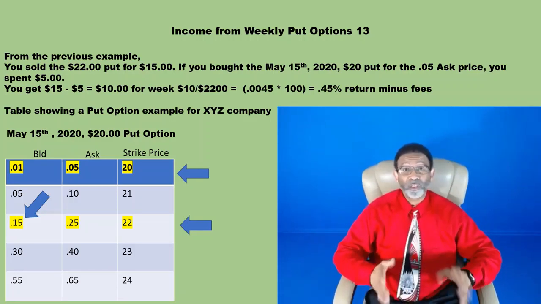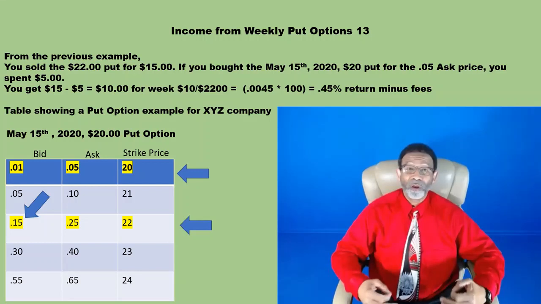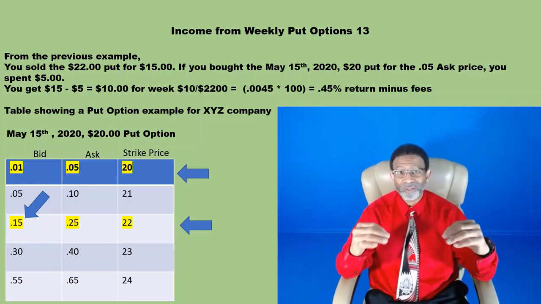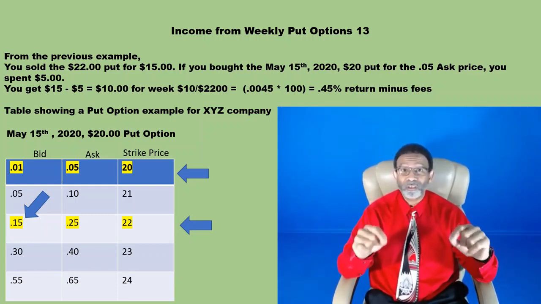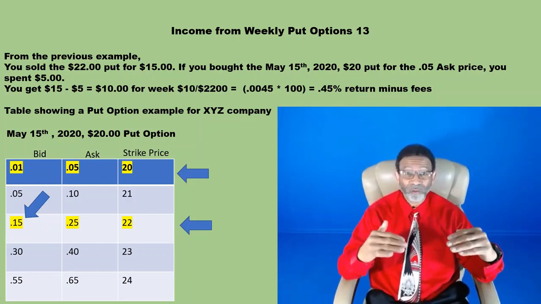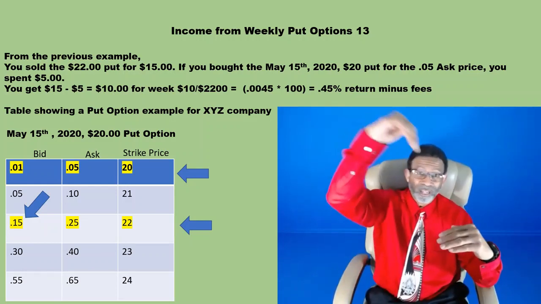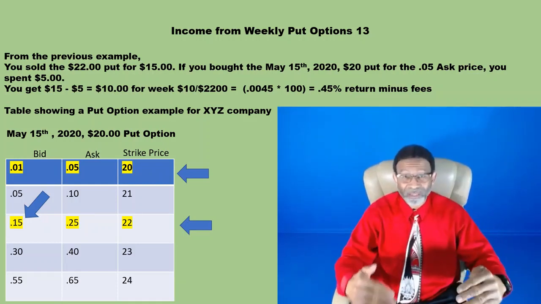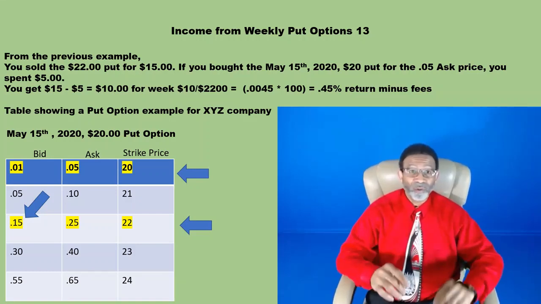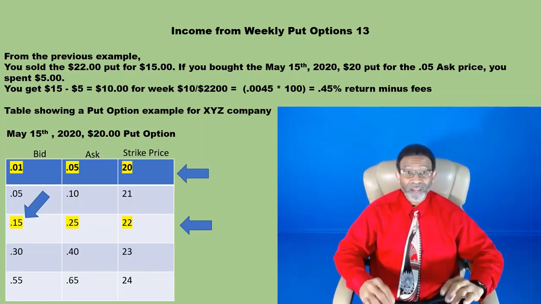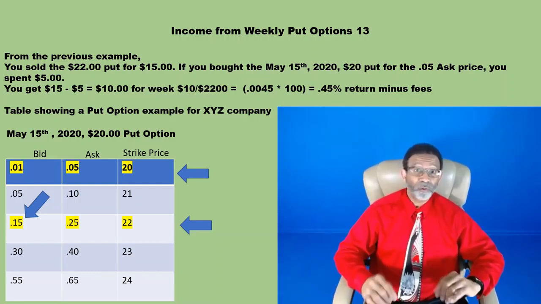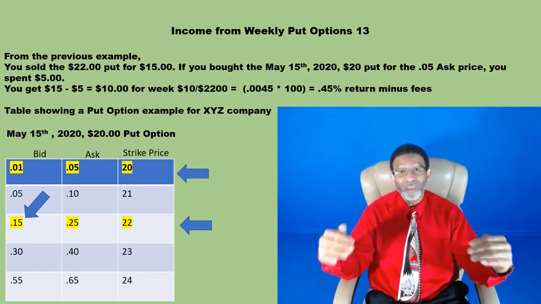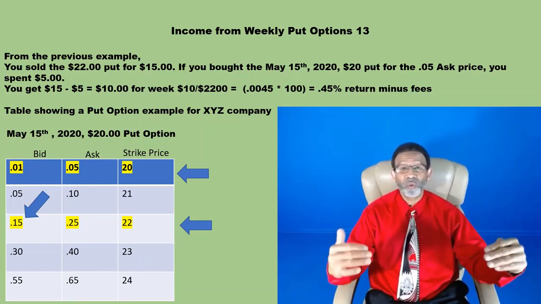So in this case, for this particular week, for this example, you would have $10 divided by 2,200, because the $2,200, that's $22 a share times 100, that you would have in your account. If that stock went down to $22 or less, then you would be able to buy the shares for $22. You are obligated to buy those shares for $22 a share. So in this case, $10 divided by 2,200 equals 0.0045 and times 100. That's 0.45% return minus fees. So in this case, you would make less money, but you have protection.